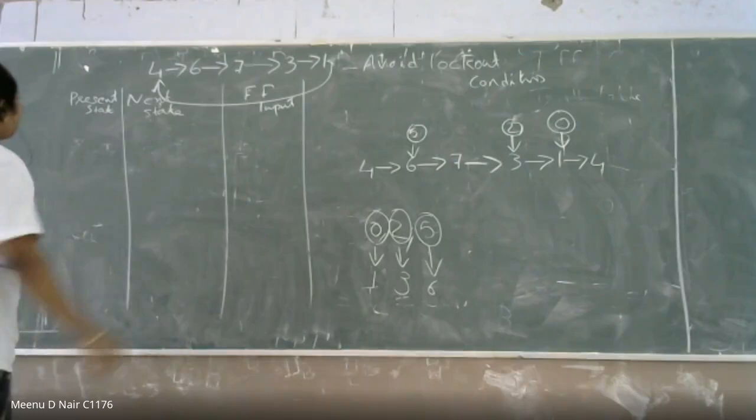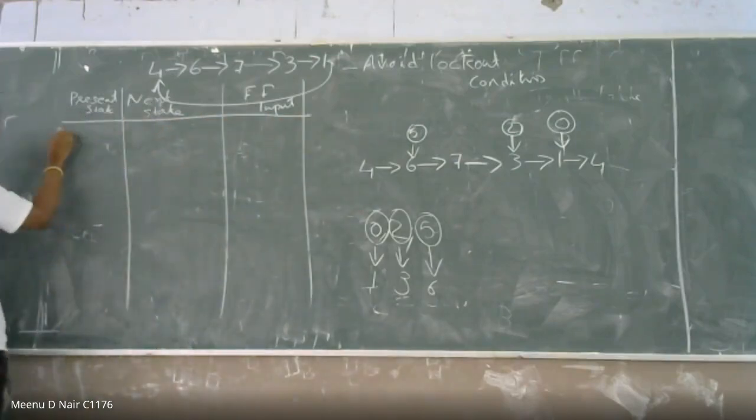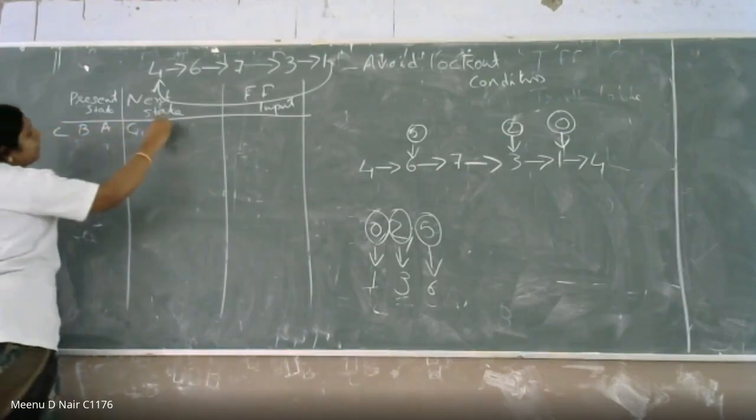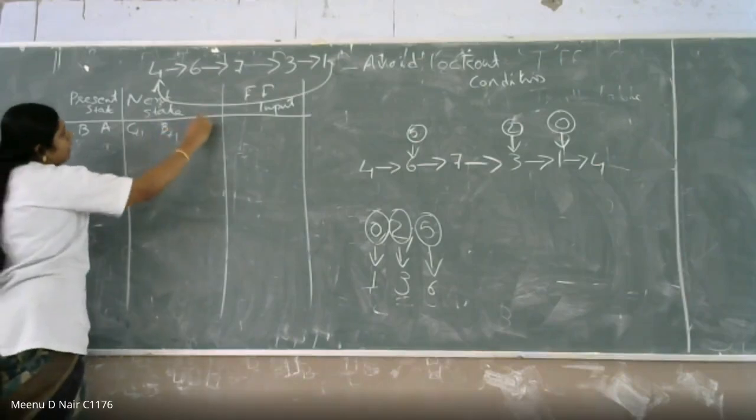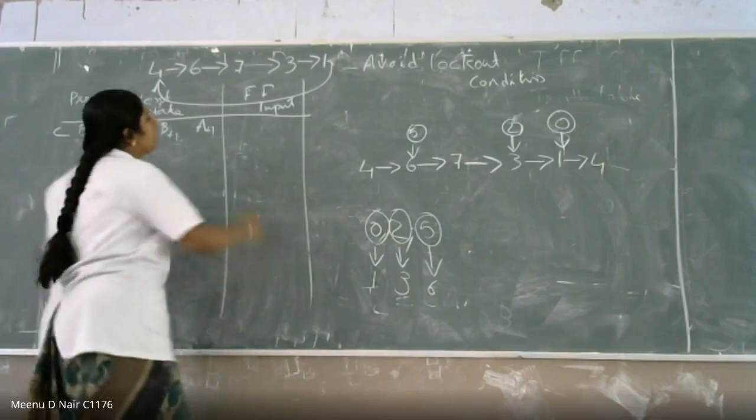So what are you going to write up here? You require 3 flip-flops. You can name them C, B, A. Here it is C plus 1, B plus 1, A plus 1. They are asking for JK flip-flop, right? So what you have to do?